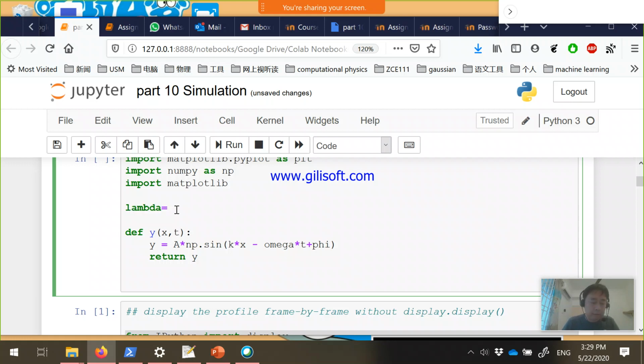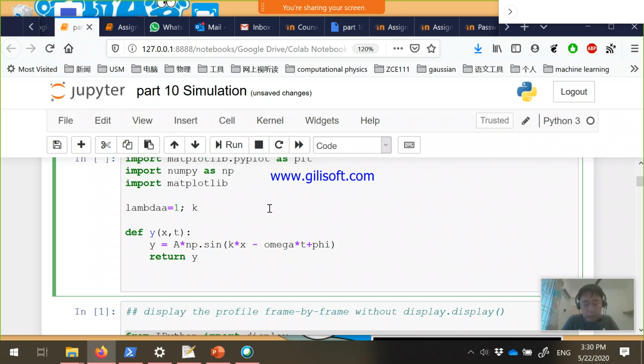Lambda, just to make it different from lambda. If you use lambda, you will run into trouble. So lambda here refers to the wavelength, and usually I say the wavelength equals 1. 1 means 1 meter.